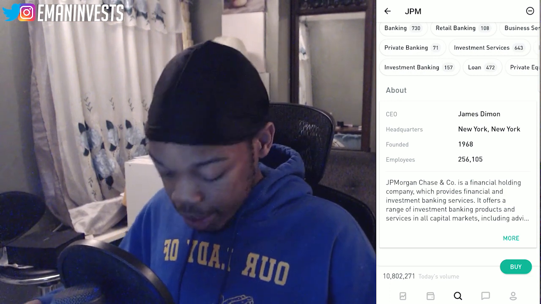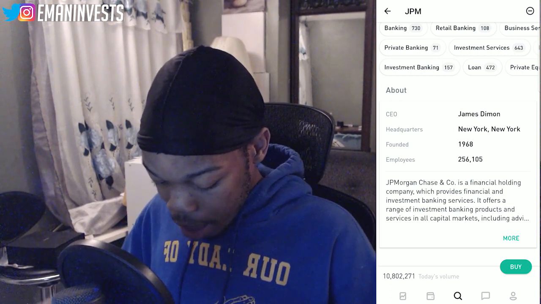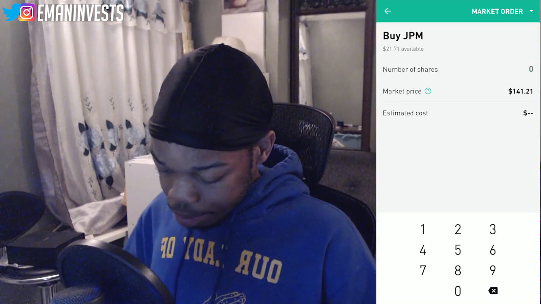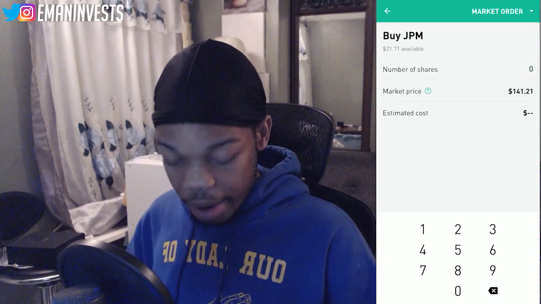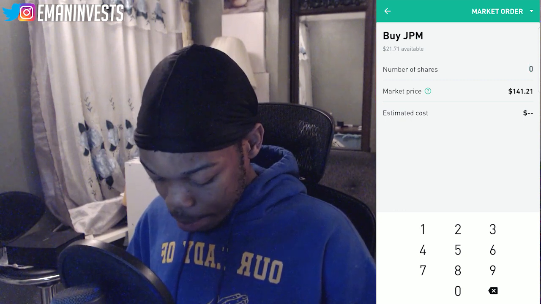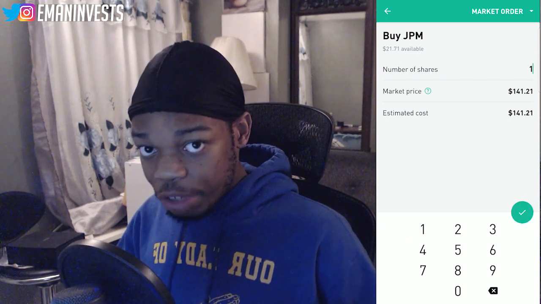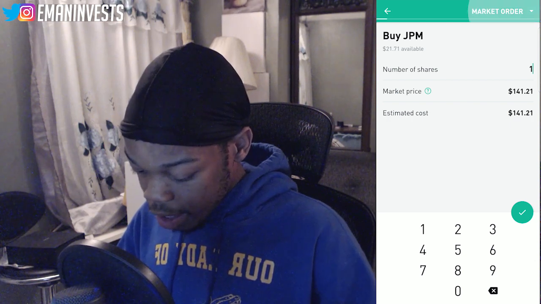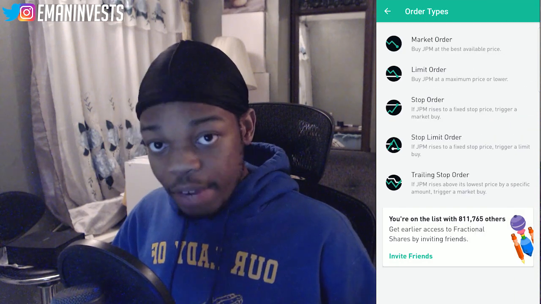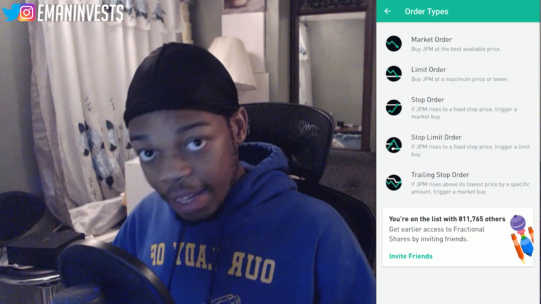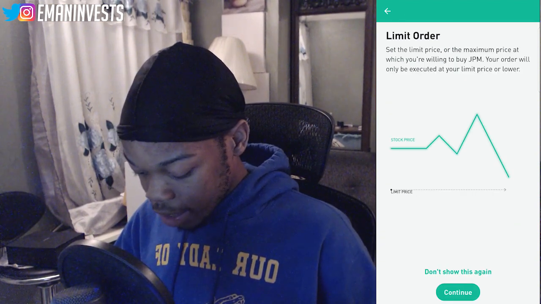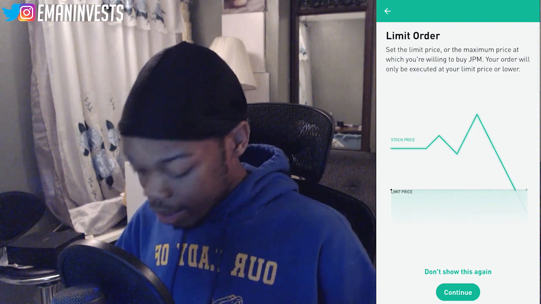Now, if you want to purchase a stock, you go right here at the bottom right where this green button says buy. You click buy. And if I were to buy 1 share of JP Morgan, I would type in 1. I highly recommend that instead of doing a market order, you go up here to the top right where it says market order and click the drop down. Now, instead of doing a market order, I want you to click limit order so that you can choose the specific price that you want to buy this stock at.